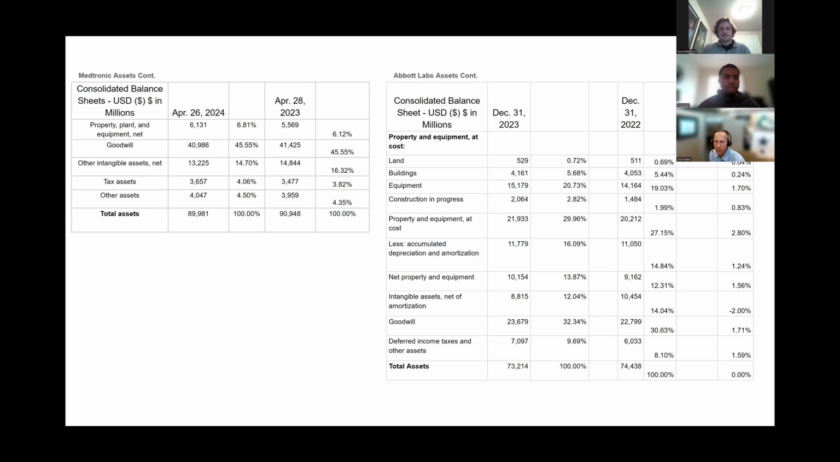I think the differences between the two companies are definitely their cash on hand, which varies considerably, with Abbott retaining a lot more, and then Medtronic having more in investments, and then goodwill and intangible assets. Medtronic has about 15% more of those in comparison to Abbott. So those are probably some of the key differences between the two companies.